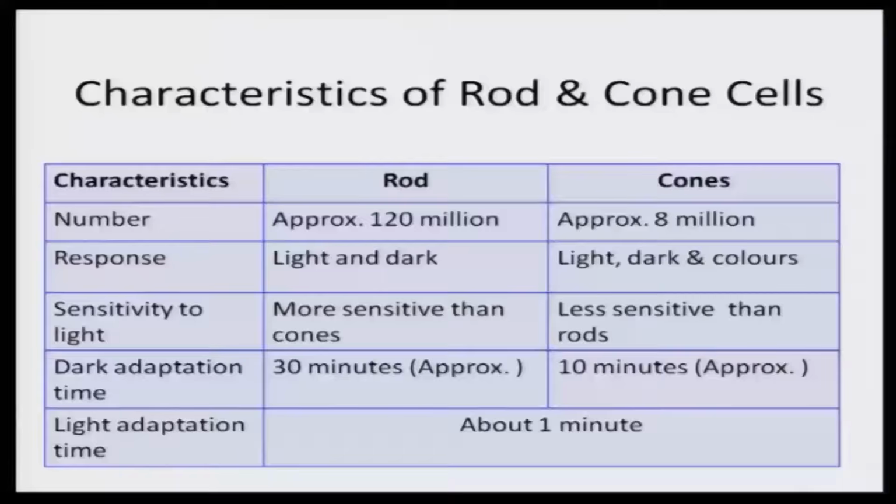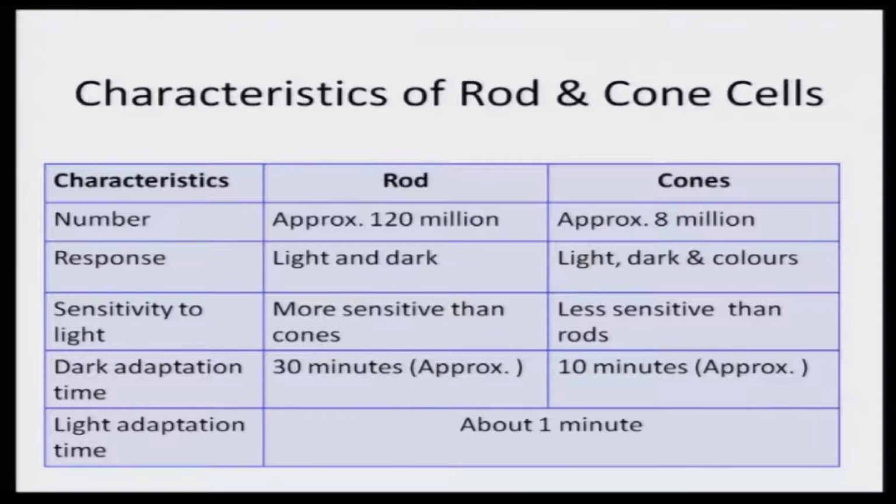Now, let us compare the characteristics of the rod and the cone cells in terms of number. Of course, as I said, our retina is rod dominated. So, we have approximately 120 million rod cells compared to just 8 million cone cells. In terms of response, rod cells are supposed to process light in dark conditions, whereas cone cells also have the responsibility of identifying colors. They are sensitive to colors. In terms of sensitivity to light, rod cells are more sensitive compared to cone cells.